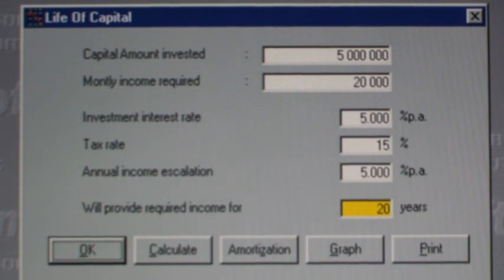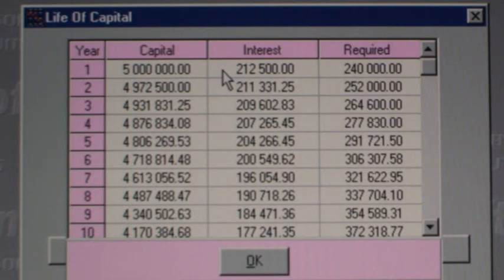When we click on the Calculate button, SoftFin shows that the investment would provide the income required for 20 years only. To explain this, let's have a look at the Amortization Table showing a year-by-year statement of what's happening to the investment account. Now the Amortization Statement shows us in the first year our 5 million rand would earn after-tax interest of 212,500 rand. He needs 240,000 in the first year. That's 12 times 20,000 rand a month. So you can see the interest almost provides enough income. So he's got to take the balance out of the capital.